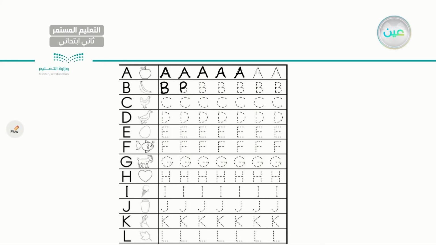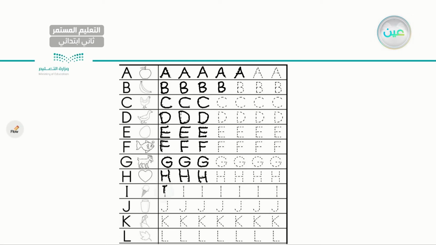Try to write B. Okay. Next, let's go to C. C. Very good. Then D. Very good. Next, I have E. Next letter, I have letter F. Then I have G. Make sure you are writing between the lines. Next, I have letter H.